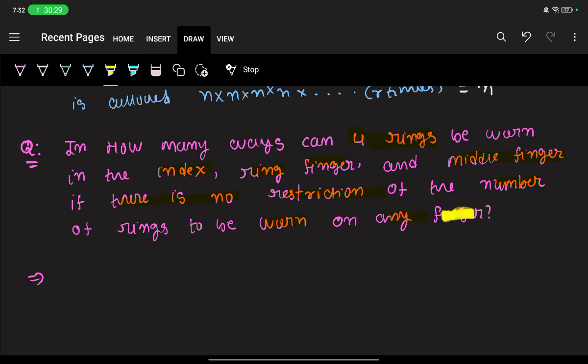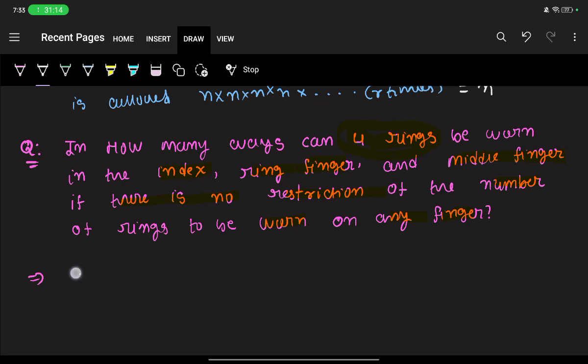Okay, you can wear it simultaneously as well. Okay, there are 3 fingers, right? Index, ring finger, and middle finger. And how many rings are there? 4 rings, right? So if there is no restriction of the number of rings to be worn on any finger, that means in one finger you can wear all of the rings, right? So here each of 4 rings could be worn in 3 ways, either on the index, ring, or middle finger, right?